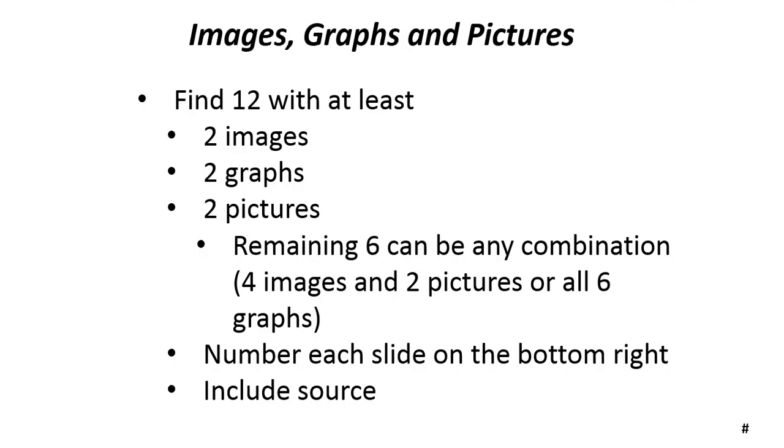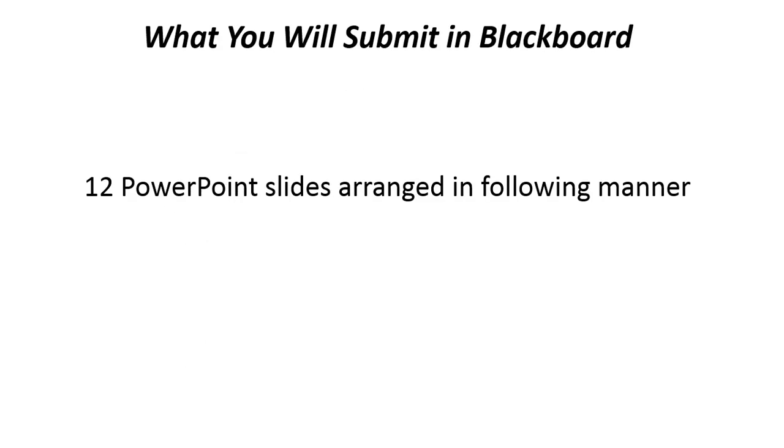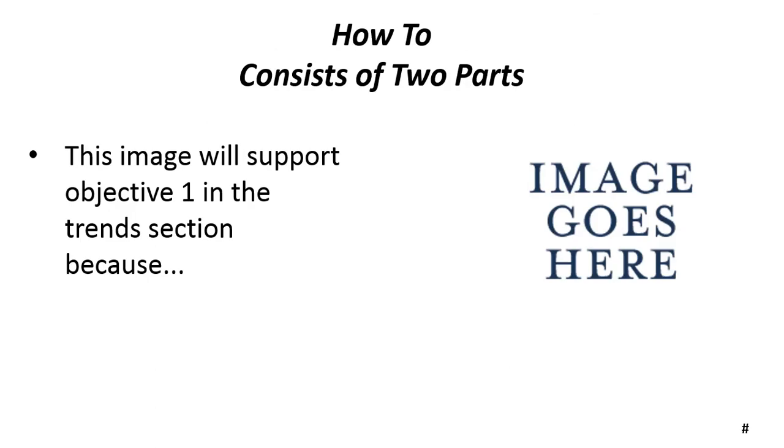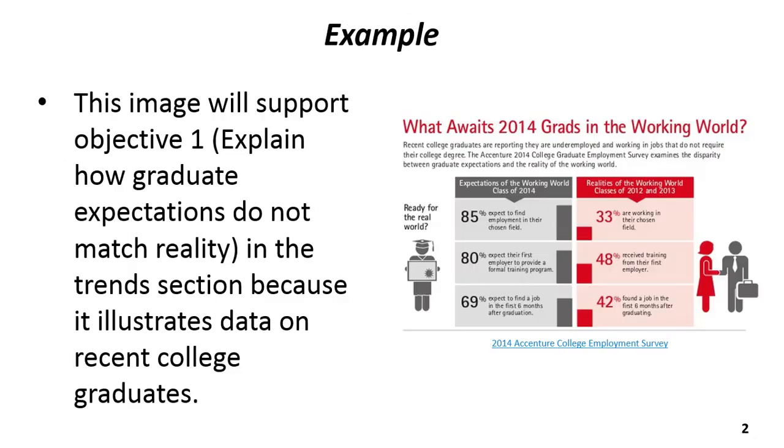So remember, you're going to find 12. At least 2 images, 2 graphs, 2 pictures. The remaining 6 can be of any combination. 14 is your max. Number each slide on the bottom right. Include the source. You're going to submit 12 PowerPoint slides arranged in the following manner. You're going to put the image on the right and a 1-sentence explanation on the left. You are going to do 1 image, graph, or picture per slide, so that's why you'll have 12 slides. And you will have 1 sentence on the left.